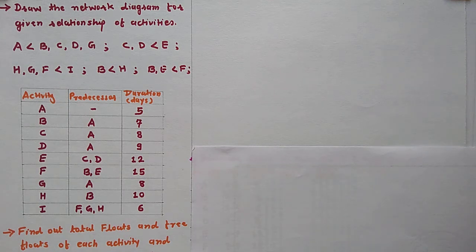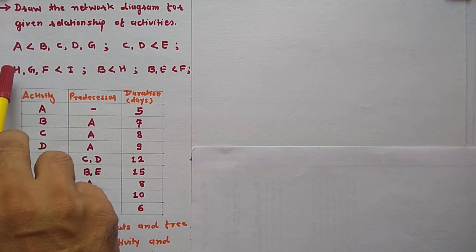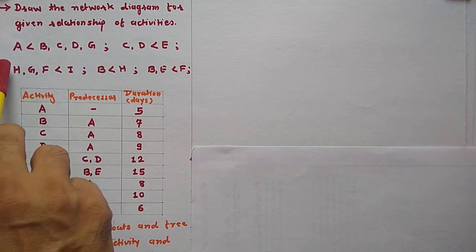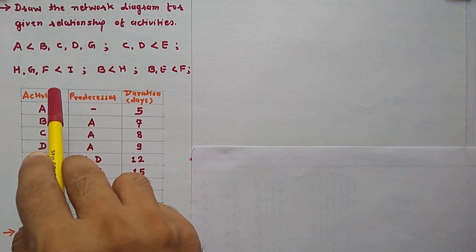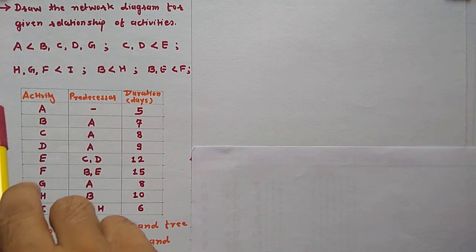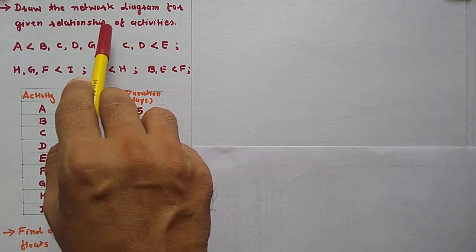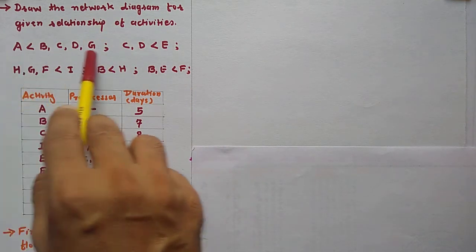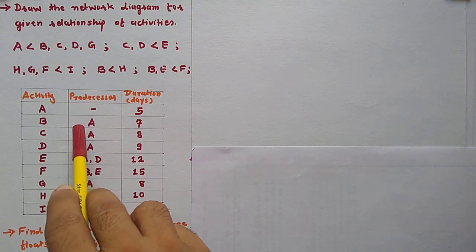Today I'm going to discuss the CPM example in which the precedence relationships are given in this form. You have to convert this form into the predecessor form. The example is: draw the network diagram for the given relationship of activities. The activities are in this form, so you have to convert this activity into this type of activity.